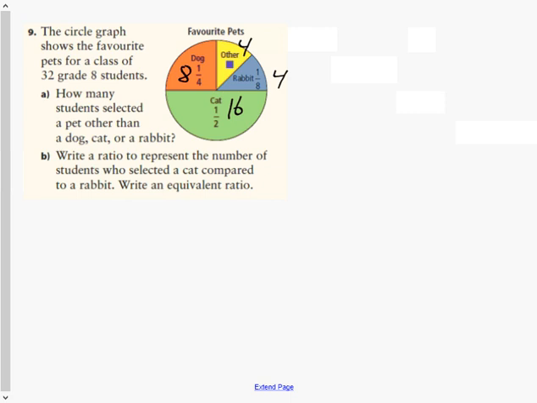It says write the ratio to represent the number of students who selected a cat to rabbit. So cat to rabbit. Cat is 16, rabbit is 4. It says write an equivalent ratio. What can we do with this ratio that will make an equivalent ratio, Hannah? What are we actually doing when we divide both terms by 4? Using our mathematical terms, we're reducing the ratio to lowest terms, just like we would say we're reducing the fraction to lowest terms. That means for every 4 cat lovers, there's 1 rabbit lover out there.